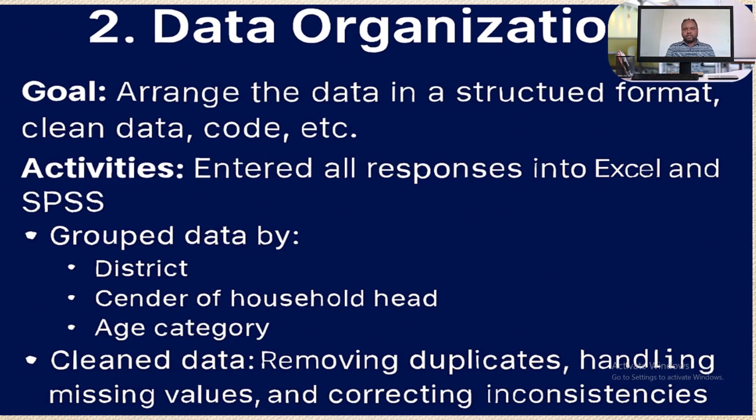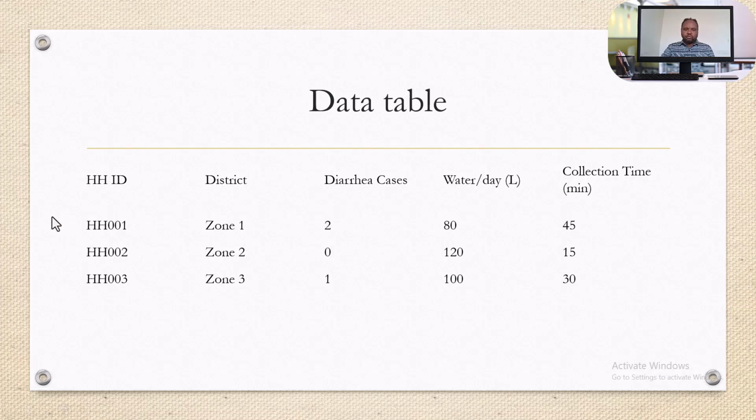The second stage of statistical investigation is data organization. At this stage, we arrange the data in a structured format. For example, the data may look like this, where the data is now structured in such a way that there are rows and columns appropriately.